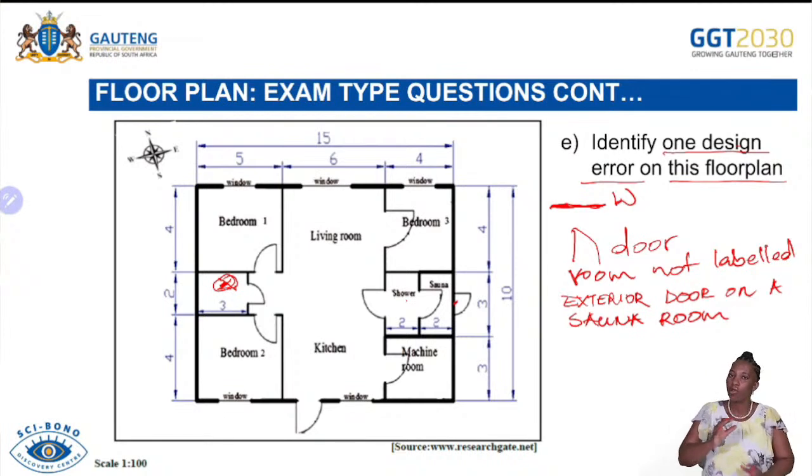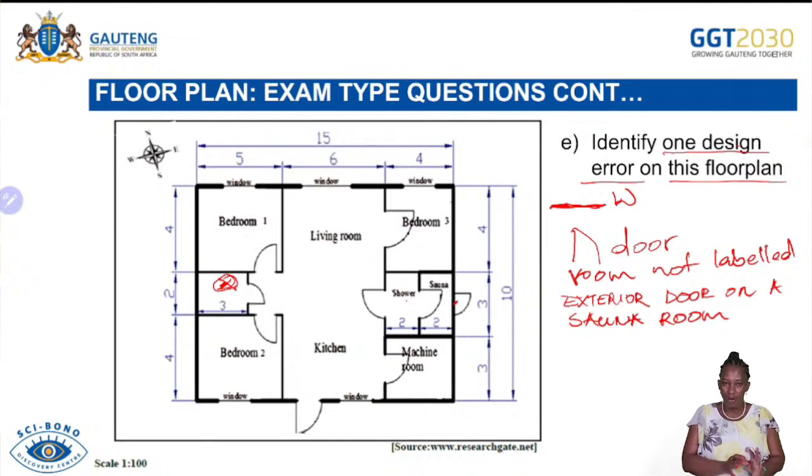So a shower usually, remember, even the bathroom is right inside the house, and it doesn't have an exterior door. It's only the kitchen that has an exterior door, and also the living room if it's not an open plan. Even if it's an open plan, if there are 2 doors, the one will be in the living room going outside, and the other one will be in the kitchen going outside.